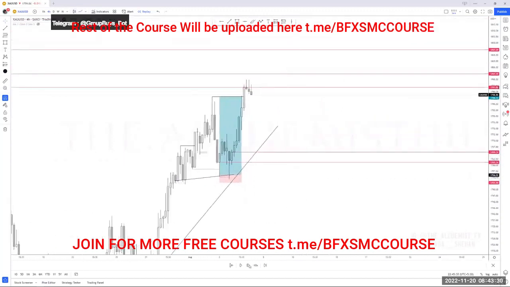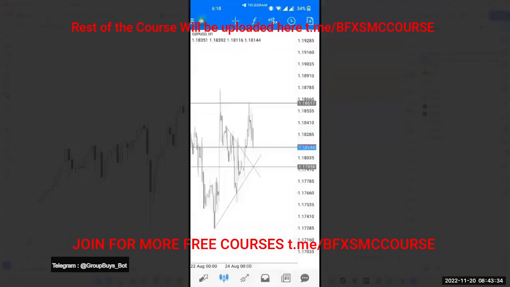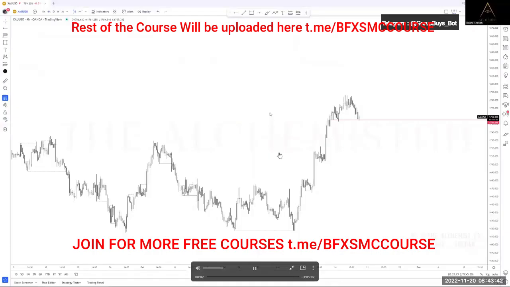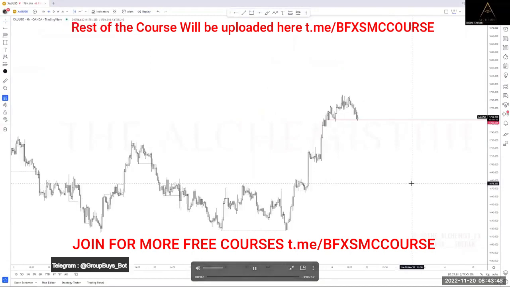Wait, breakout structure coming down. Okay, so let's get started. Now first thing about this is we will only be using now. That's like a motto.